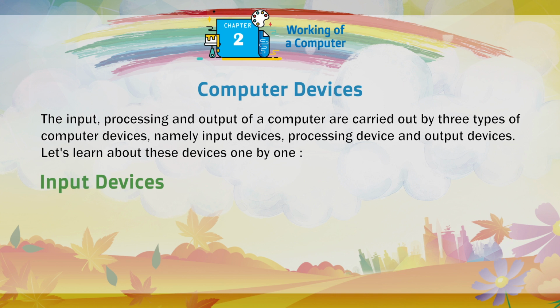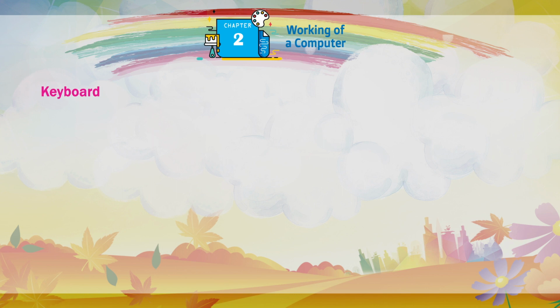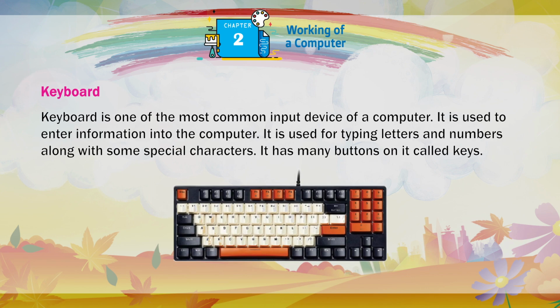Input devices. We enter data and instructions into a computer through the devices called input devices. Keyboard, mouse, microphone, joystick, scanner, and digital camera are a few examples of input devices. Let's learn about these input devices. Keyboard. Keyboard is one of the most common input devices of a computer. It is used to enter information into the computer. It is used for typing letters and numbers along with some special characters. It has many buttons on it called keys.